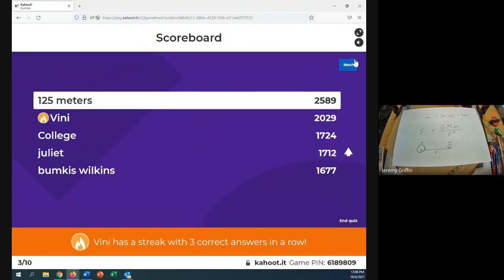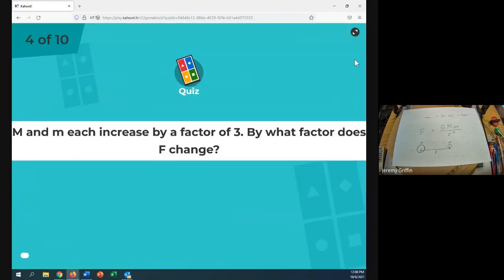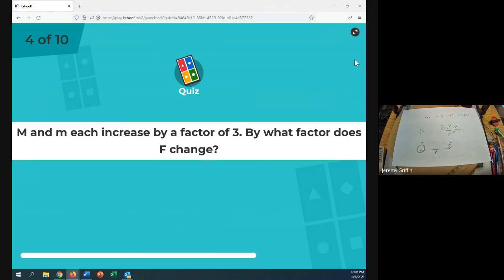Ooh, Vinny's on fire. 125 meters. Still leading. Got College, You, Eddie, Juliet, and Pumpkin Wilkins. Oh wait, there's another person named Ryan Russell. What if Yeah, I'm not playing.